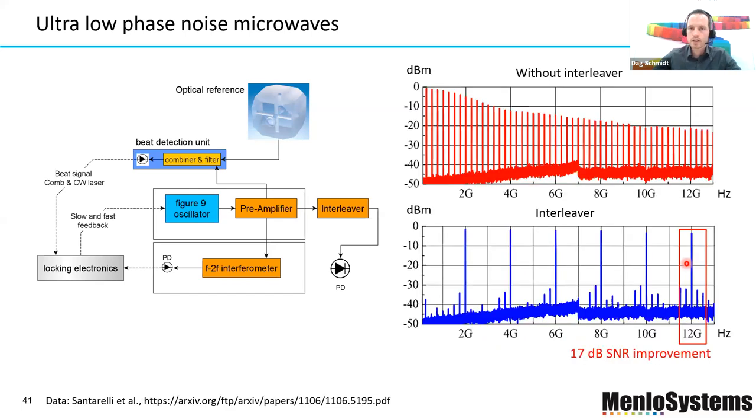And this is how it looks without the interleaver and here with the interleaver. You see the interleaver does not work 100% perfectly. You still see the 250 megahertz grid here. But indeed, 2 gigahertz, 4 gigahertz, 6 gigahertz, the 2 gigahertz grid is quite enhanced with this interleaver. And for example, at 12 gigahertz, if you want a very clean 12 gigahertz microwave signal, we can offer you a signal to noise ratio improvement of almost 2 orders of magnitude with this interleaver.